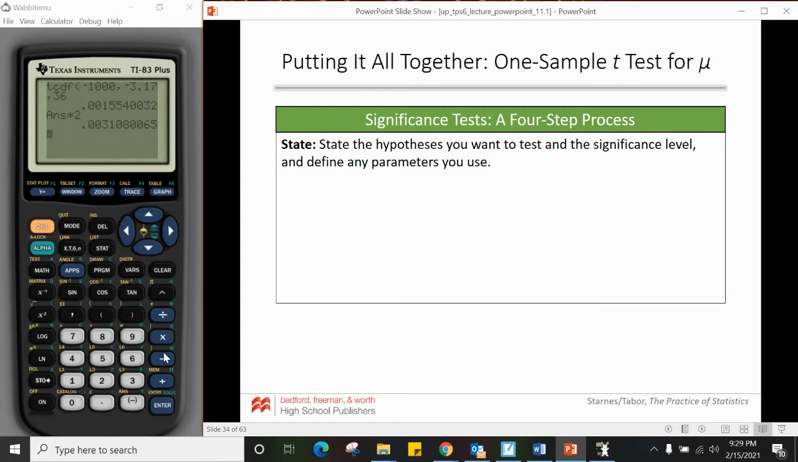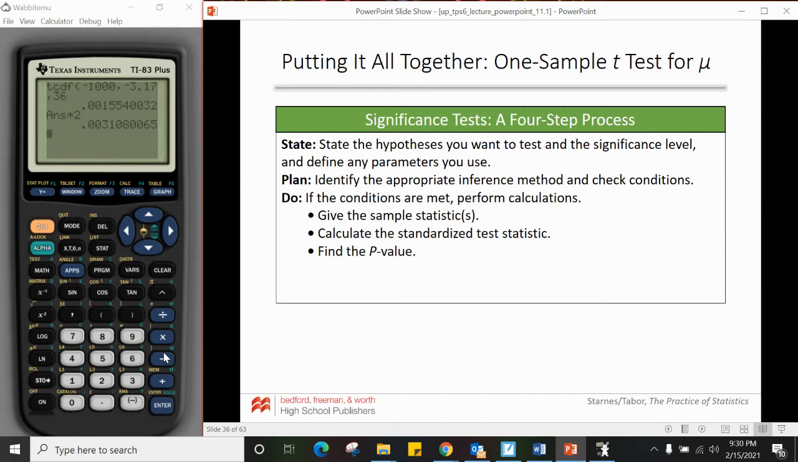So, putting this together to actually create a hypothesis test, not a confidence interval, we're going to do a four-step process: state, plan, do, conclude. State the hypothesis you want to test at the significance level, and define the parameter. Those are three things. Plan: identify the appropriate inference method, or the name of the test that you're doing, and then check the three conditions: the randomness, the 10%, and the normal slash large counts.